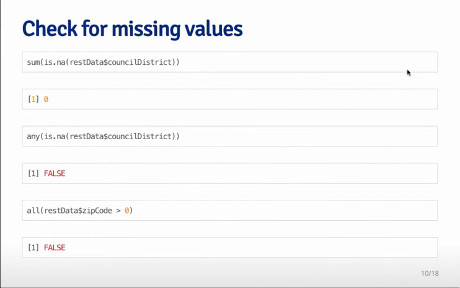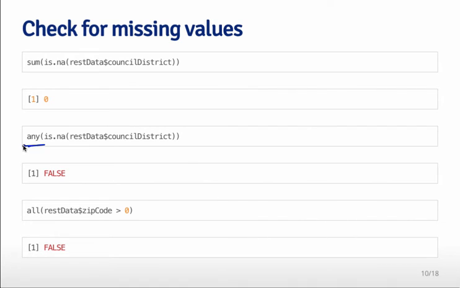The next thing you might want to do is check for missing values. So the function that can be useful there is the is.na function. So if you use the is.na function and apply it to this variable, the council district, and then take the sum of the times it's NA, is.na will return a 1 if it's missing and a 0 if it's not missing. So if the sum is equal to 0, that means there are no missing values.